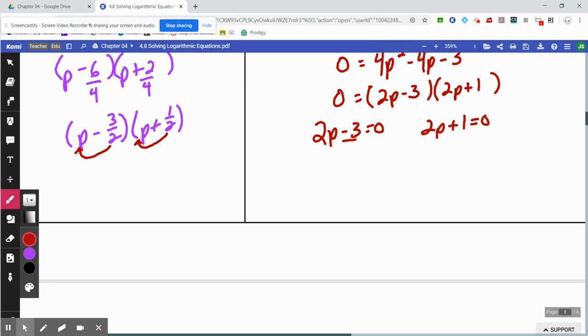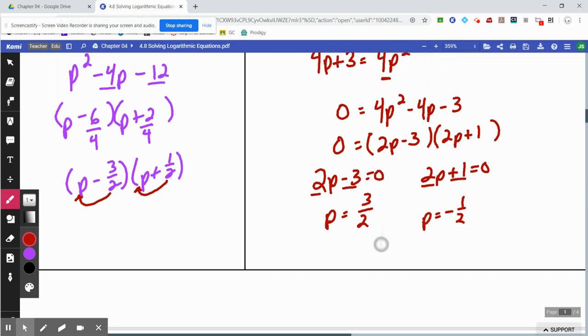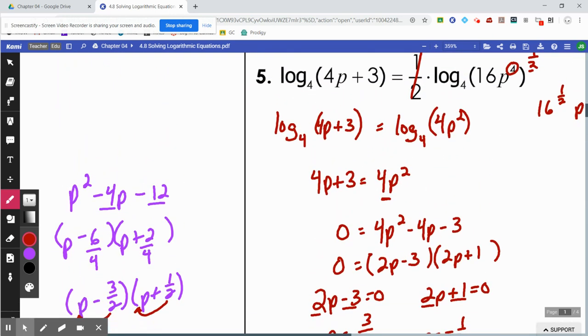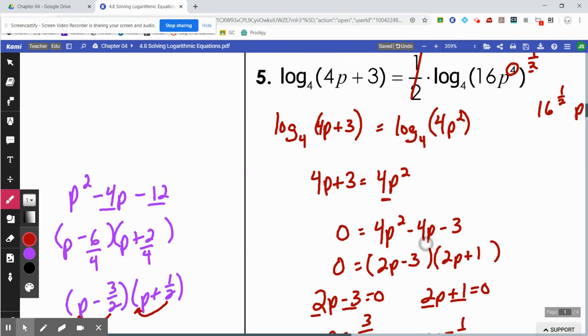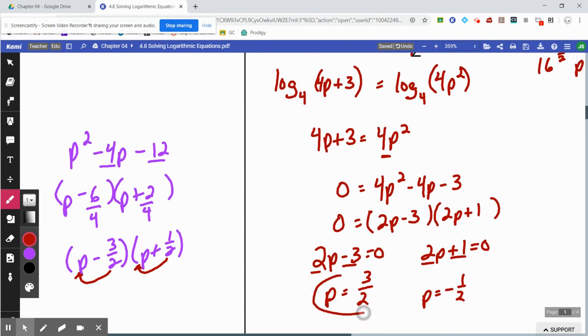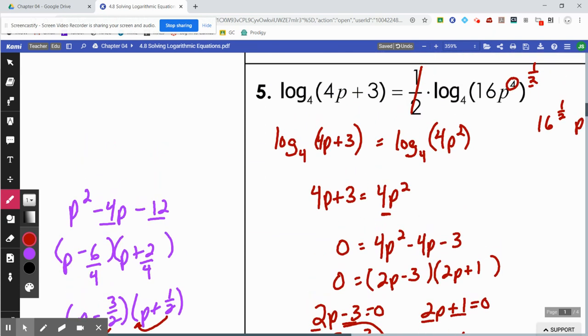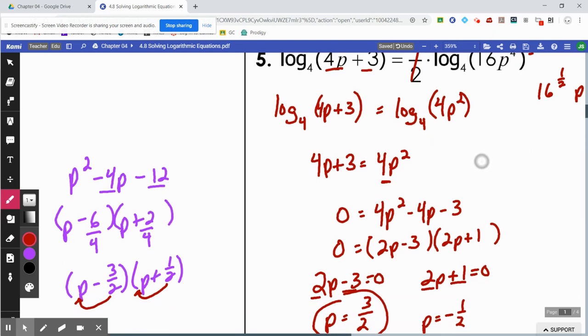Add 3 and divide by 2 here. That'd be p equals 3 divided by 2. Subtract 1 and divide by 2 gives me p is equal to negative 1 divided by 2. Now let's see if both of those are going to be legitimate answers. We've got to make sure that when we plug them in that we get positives, and it's not going to be any trouble plugging in the 3 halves to give us positives because we have 4 times it and then plus 3, that'll never be a negative. When you raise it to a 4th power and multiply by 16, that's not going to give you a negative, so we're going to be fine there.